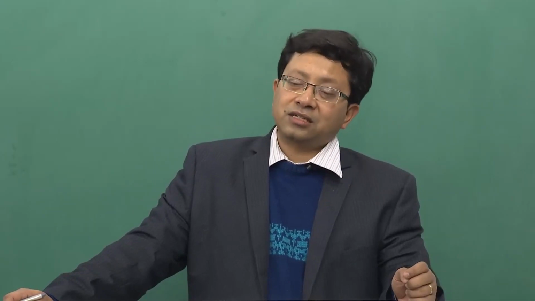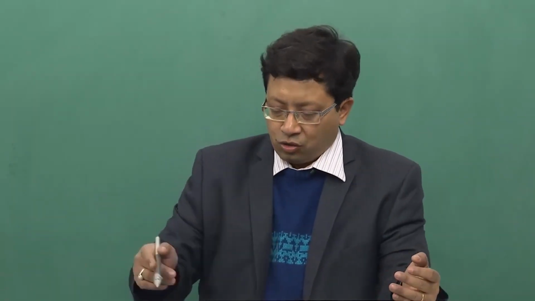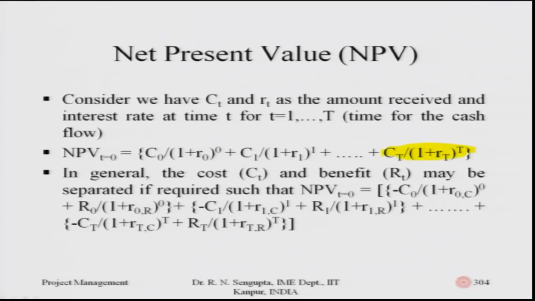Similarly, when I go to the last term, it is C suffix capital T, which is the actual value of inflow and outflow happening at time t is equal to capital T, and the interest rate at that point of time is r suffix capital T. Then we find the present value of that amount of money, as I am doing my calculation as of today. So, this value is the amount of money which will come to my pocket or go out of my pocket at time t is equal to capital T. Based on that, I do my calculation.